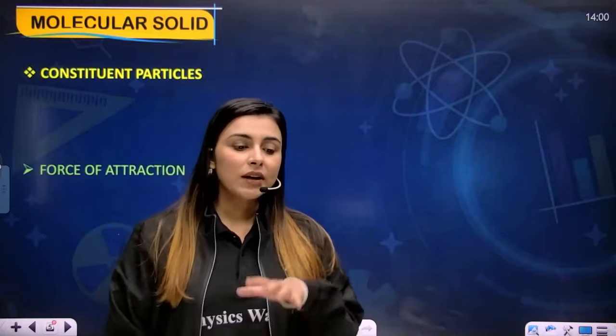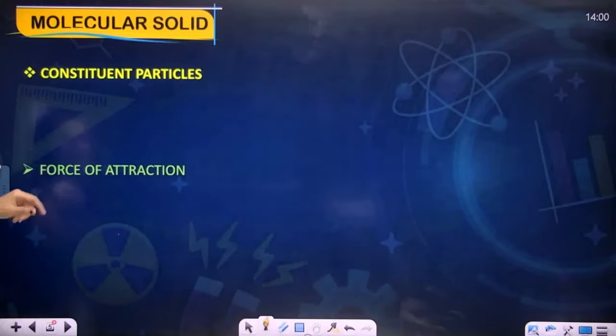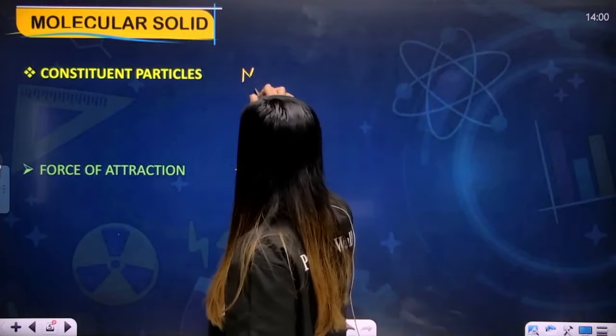So now, my dear students, that was all about metallic solids. Now we will be discussing molecular solids. Ionic solids had very strong ionic interactions. Then we talked about metallic solids, which also had a good interaction. Now we will be talking about molecular solids. What are molecular solids? What will be their constituent particles? Since I'm talking about molecular solids, definitely their constituent particles would be molecules.